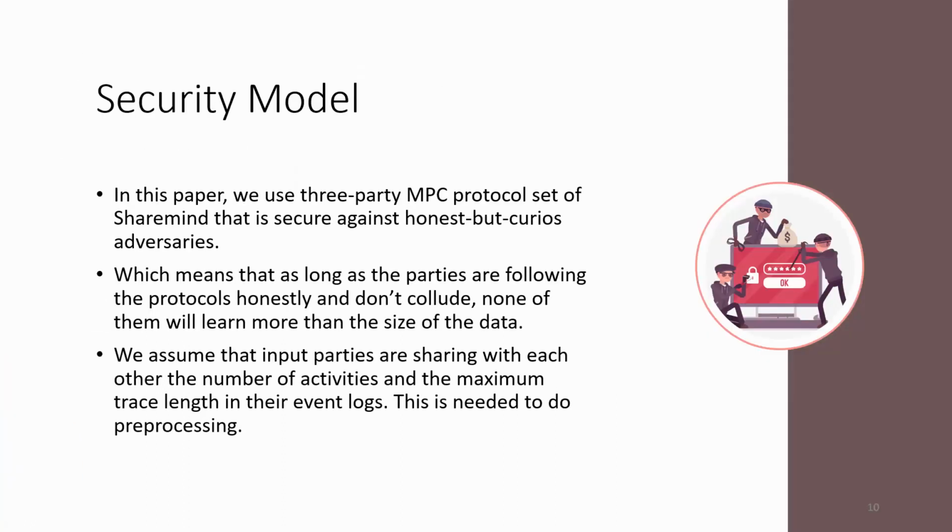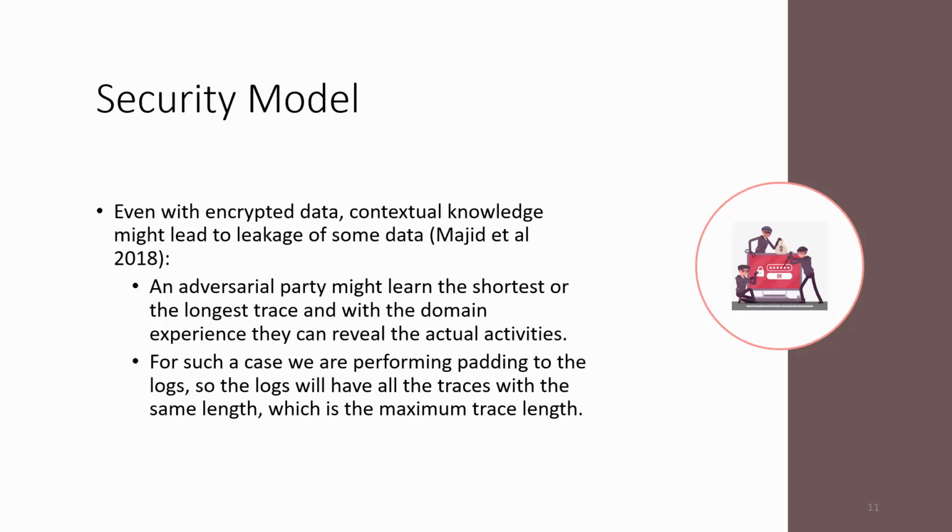In this paper, we use three-party multi-party computation protocols which are secured against honest but curious adversaries. We assume that the input parties are sharing only the number of activities and the maximum trace length in their event logs. Even with the encrypted data, contextual knowledge might lead to leakage of some information. For example, an adversary might learn the shortest or longest trace, and with domain experience, they can reveal the actual activities. For such a case, we perform padding to make all the traces the same length.